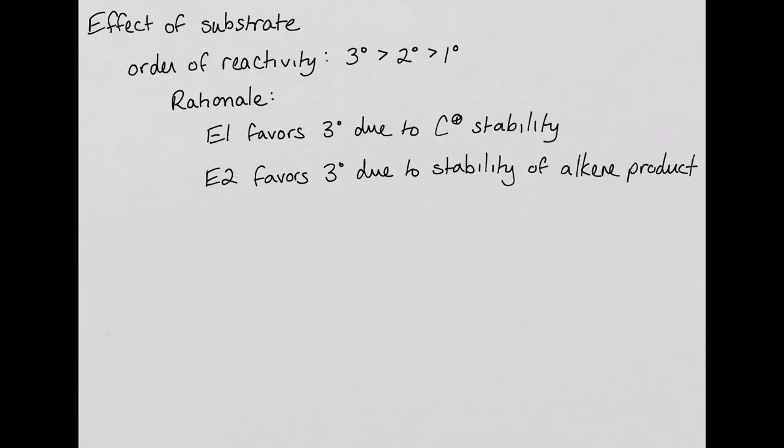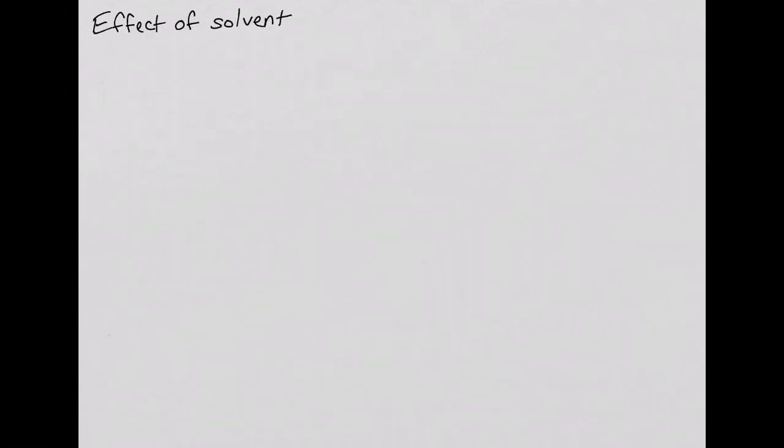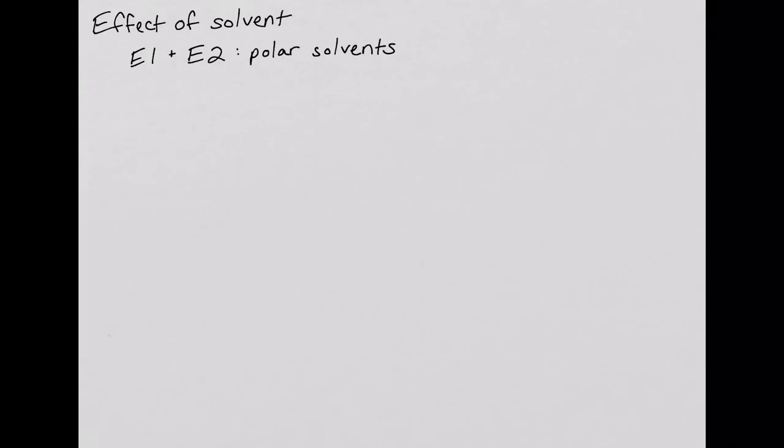Finally, let's consider the effect of solvent on the rate of the E1 and E2 mechanisms. Both E1 and E2 mechanisms prefer polar solvents because the reactants are typically polar as well. The E1 mechanism, like the SN1 mechanism, involves charged intermediates, and therefore also prefers polar protic solvents.